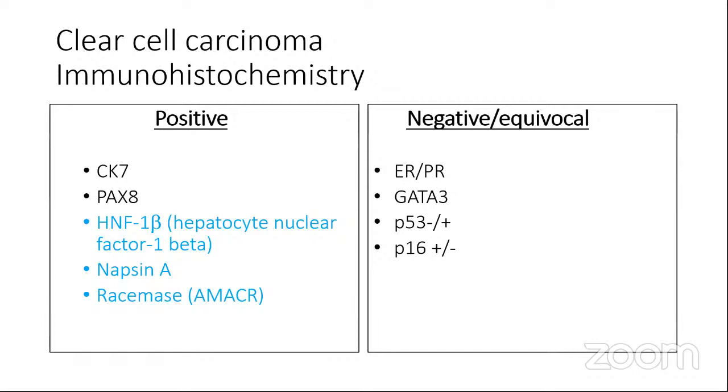These tumors are usually ER/PR negative, but I've seen positive cases. GATA3 tends to be negative. P53 can have either wild type or aberrant staining patterns, and P16 can be diffuse strong, focal patchy, or negative. So those don't really help in trying to determine what type of tumor it is.